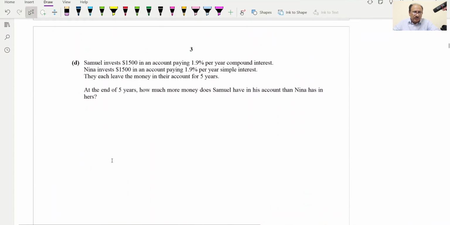Now still it is question 1. D part is also there. So D part, Samuel invested this much amount in an account paying 1.9% per year compound interest. So we will discuss this situation. On this side we will write Samuel, and it is compound interest.